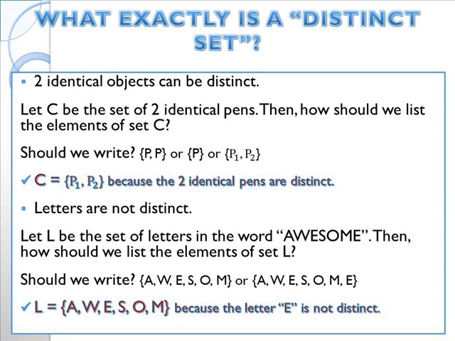Now let us discuss letters. Well, letters are not considered distinct. If we have a set L of the letters in the word awesome, then while listing the elements of set L, we will not write E two times because the letter E is not distinct. That is, it is the same letter E that is used to form the word. I hope that it is quite clear what is meant by a distinct set.